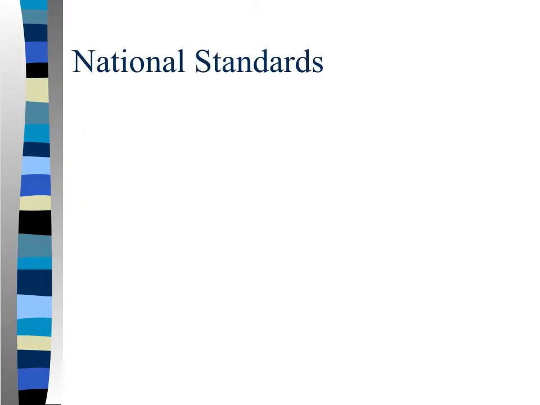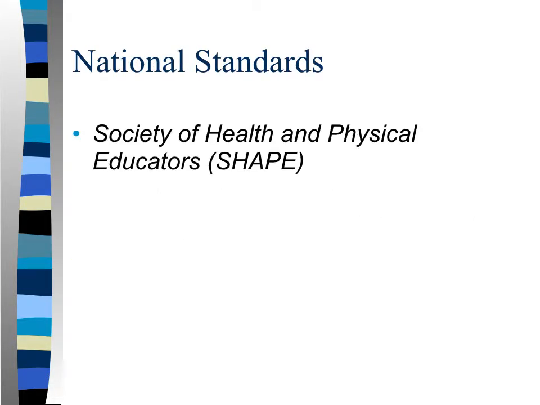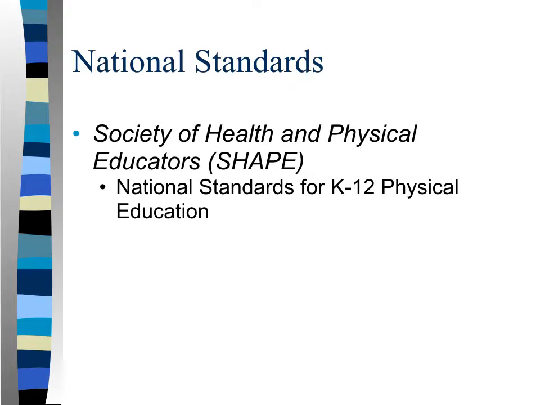We also have national standards. Recently, new PE national standards were developed by the Society of Health and Physical Education, which used to be known as NASPE, which I'll talk about in just a little bit. I like the new acronym of SHAPE. Thought that was pretty smart of NASPE to go with the SHAPE acronym. These are national standards for K through 12 physical education.